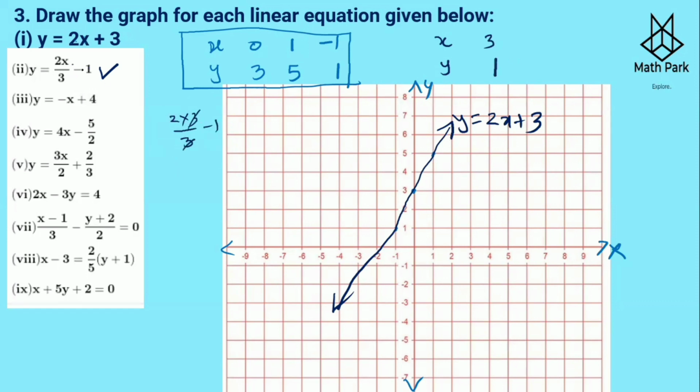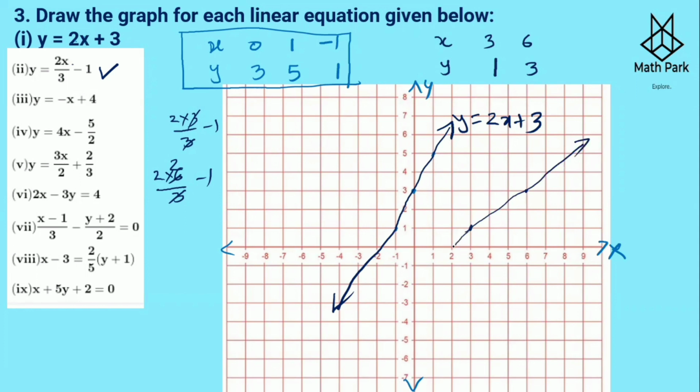If I take x is equal to 6, we'll take the numbers which are divisible by 3. So it is 2 into 6 upon 3 minus 1. 3 twos are 6, 2 twos are 4, minus 1, we get 3. So 2 points are enough for us to draw. So x is 3 and y is 1 is this point. X is 6 and y is 3 is this point. So let us draw the graph passing through these 2 points, and then extend it back.